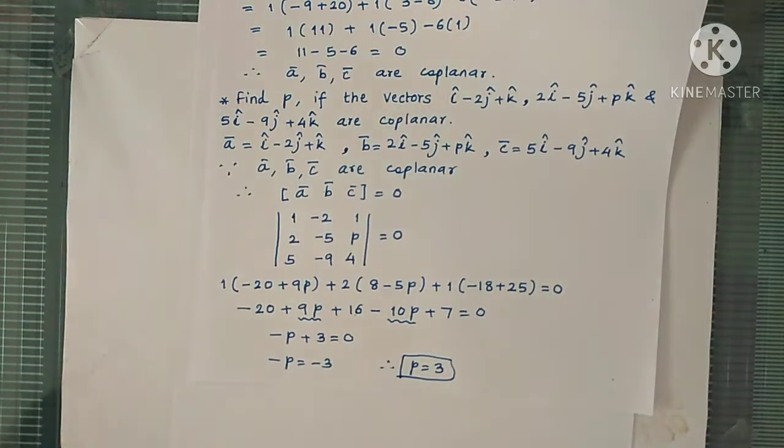So we have to mention that as these vectors are coplanar, their scalar triple product is 0, and solving it we can find the value of p. So these are very simple questions and everybody can solve them.